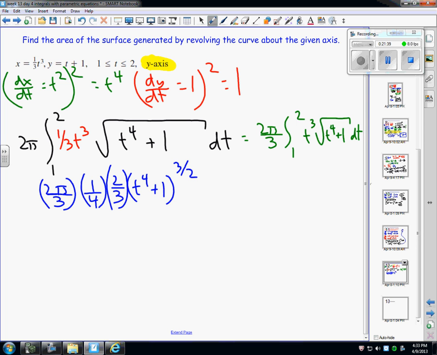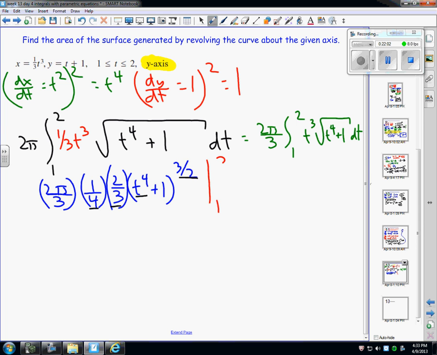You can check the work and see if you're feeling okay with it. You should see that the 3 over 2 would cancel the 2 over 3 if you took a derivative. The t to the fourth part, when you take that derivative, you're going to get 4t cubed. So the 4 and the 1/4 would cancel. And I've always had that 2 pi over 3 on the outside. So that looks pretty good to me.